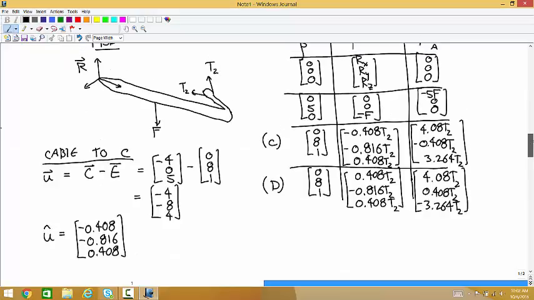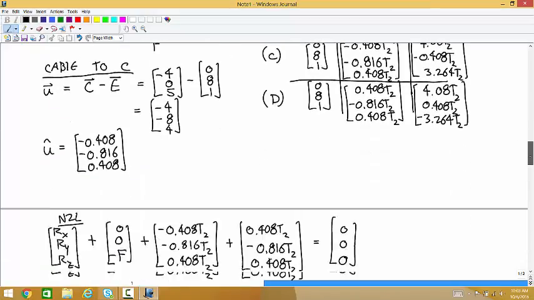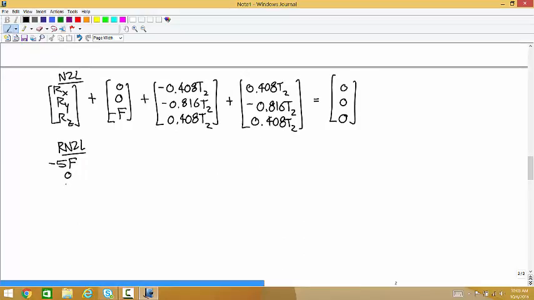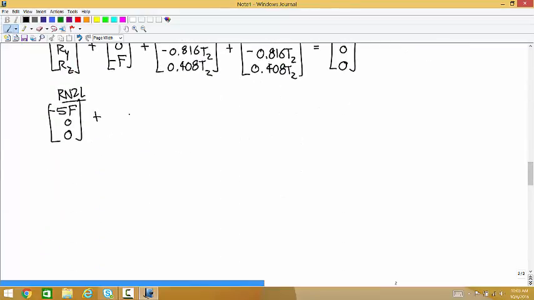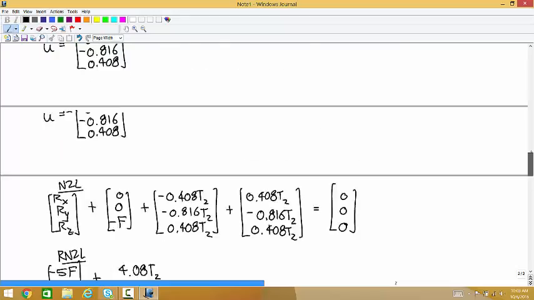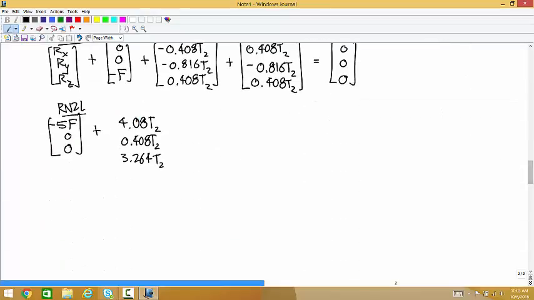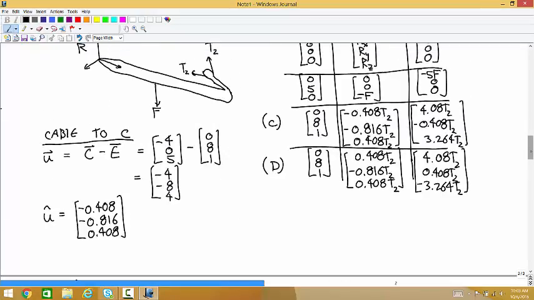And then the moment equation, negative 5F, 0, 0, plus, I'm not going to remember that. So 4.08 T2. This one was 0.408 T2. This one was 3.264 T2. And what were the signs on these? I got it. Positive, negative, positive. And then the other one is the same, just positive, positive, negative.